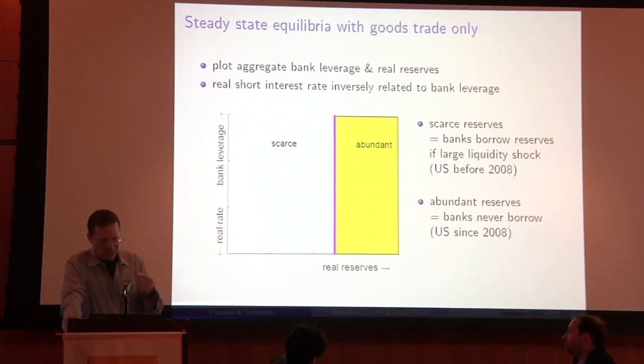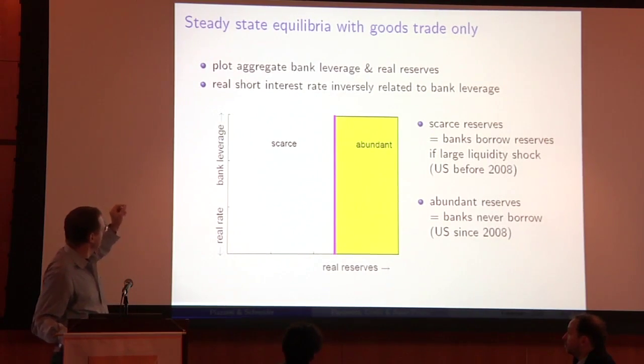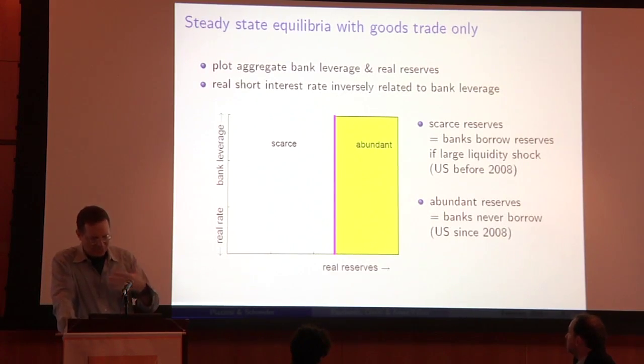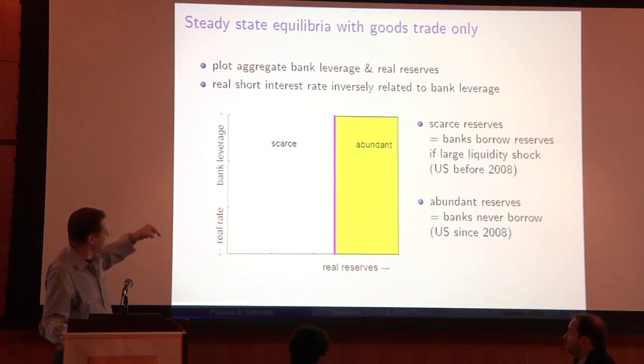This is going to start with just a good straight-only version. We're going to plot bank leverage on the vertical axis. Because the banks price the short debt, the real interest rate is inversely related to bank leverage, so that's on the vertical axis going down. And then on the horizontal axis is real reserves.